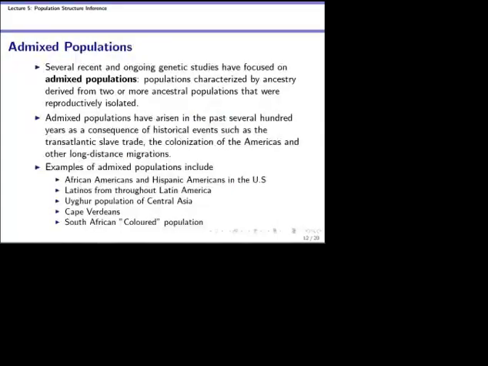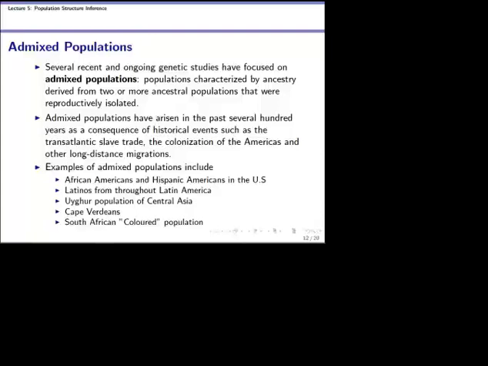Okay. So what about admixed populations? There have been a number of recent ongoing genetic studies that have focused on admixed populations. These are populations that have been derived within the past few hundred years that have ancestry from two or more populations from different continents. Admixture occurs because of a variety of historical events, like the transatlantic slave trade, African Americans, right? They brought the slaves from West Africa over here to Europe and Brazil and South America and so forth. So there was a lot of admixing there with the Europeans and the African slaves.